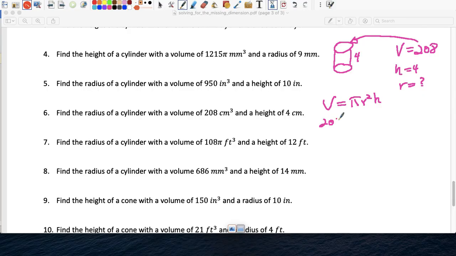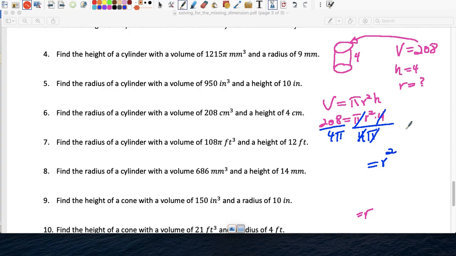V is 208. Pi r squared. What's the height? The height is 4. So my equation at the end is going to be r equals something. So let's get rid of the pi and the 4. Let's divide both sides by 4 pi. So pi and pi goes away. 4 divided by 4 is just 1. Pi divided by pi is just 1. And we're left with r squared.